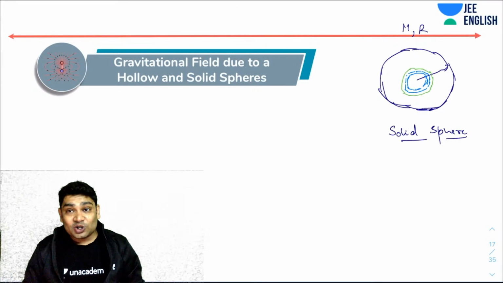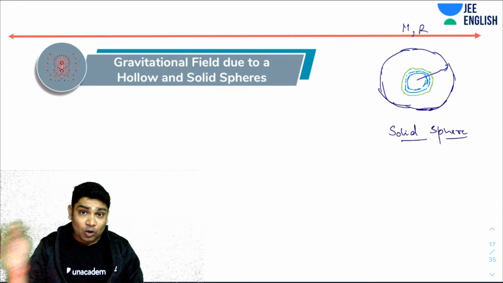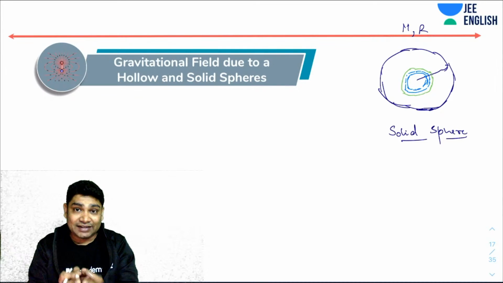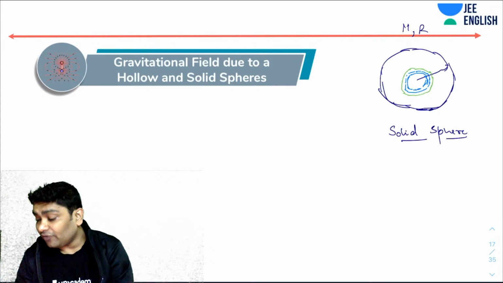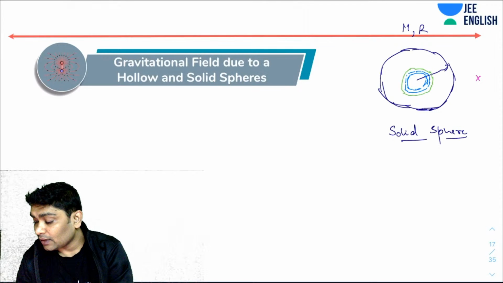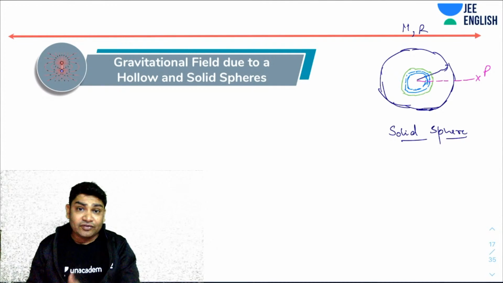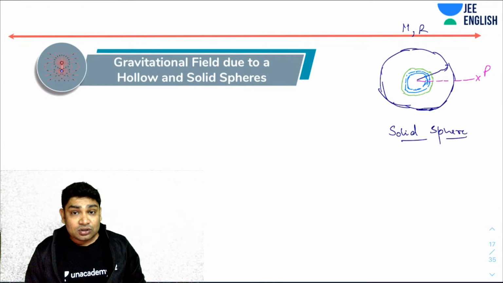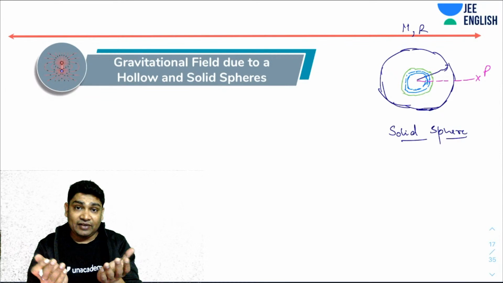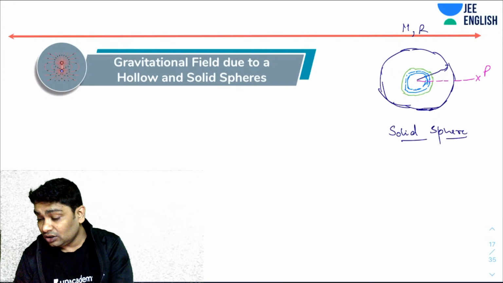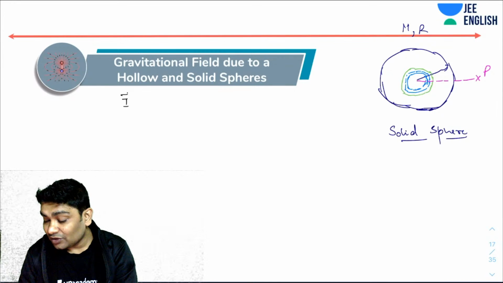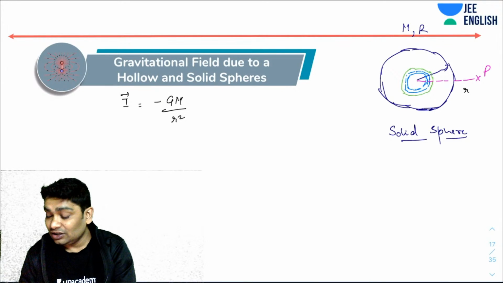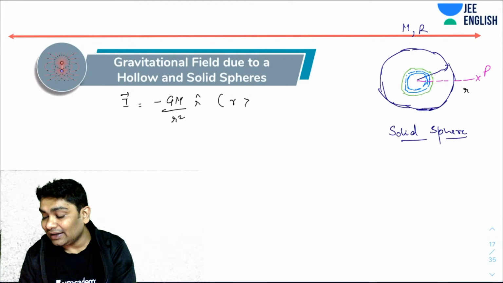I will immediately realize that for any point which lies outside my solid sphere, all these shells will behave as if they were point masses kept at the center of their shells. For any point lying outside here, let's say P, it lies outside every such shell. So all such shells behave as if all their mass was kept at the center. Because of that, the entire sphere would have behaved like a point mass kept at the center of the sphere. So the I vector would have become minus GM over small r square, r cap, for r greater than or equal to R.